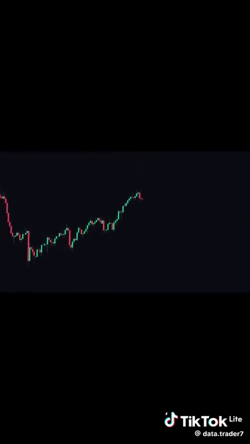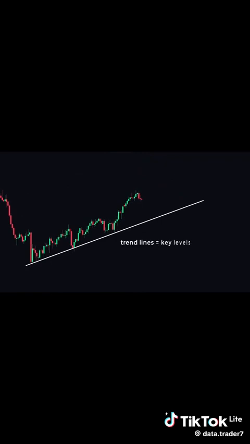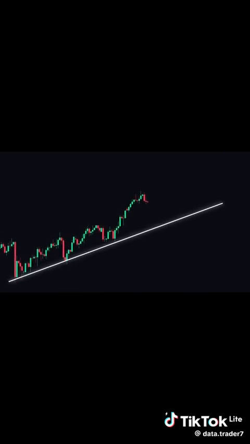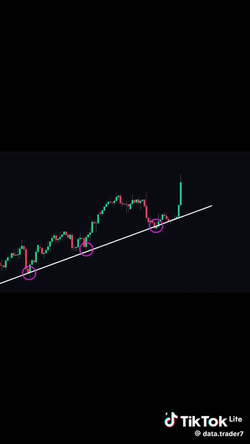So, the way this strategy works is we treat trend lines as key levels. Let's say you have an existing trend line drawn on a chart. Now, when drawing a trend line, we can see that price has bounced from it every time it touched in the past. So in the future, we could possibly expect another bounce.